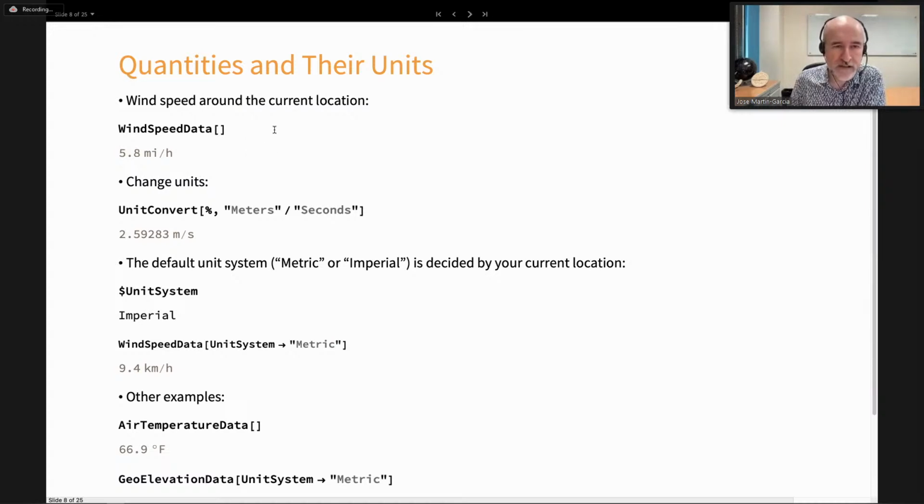So, for example, imagine that you want to know something like the speed of wind at your geolocation. So that's the result we get. And in Wolfram language, we have a very powerful language for units and quantities, and we can convert to any other unit you want. For example, imagine that you want that result in meters per second. So we do that, and that's the number we get.